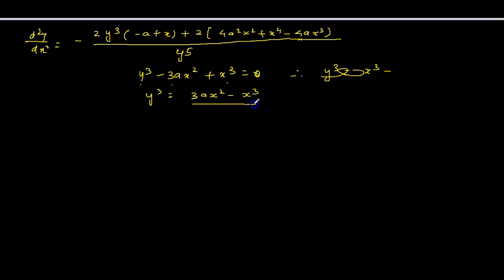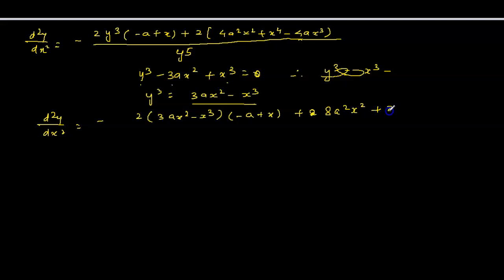So in the place of y cube I will substitute it. So d square y by dx square is equal to minus, as it is, this 2 times this one, 3a x square minus x cube, minus of a plus x, plus 2 times, you can multiply this one, 2 so before we have 4 into 2, 8 a square x square plus 2x power of 4 minus 8ax cube divided by y to the power of 5.